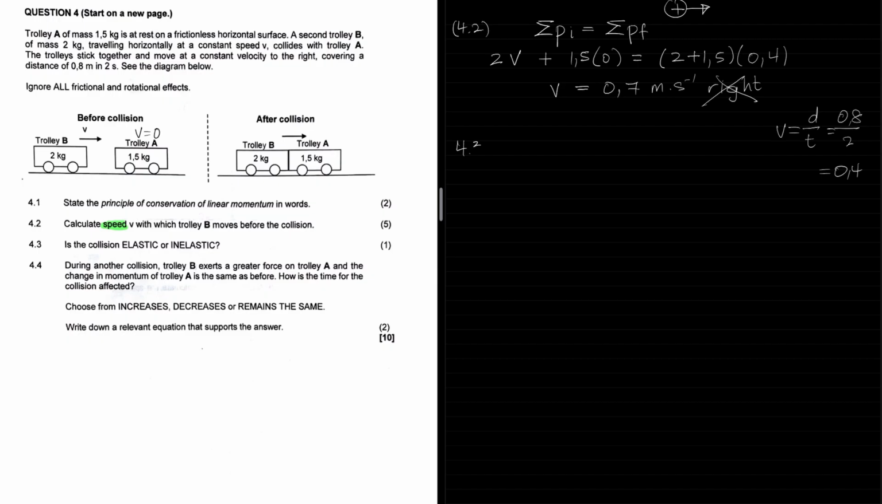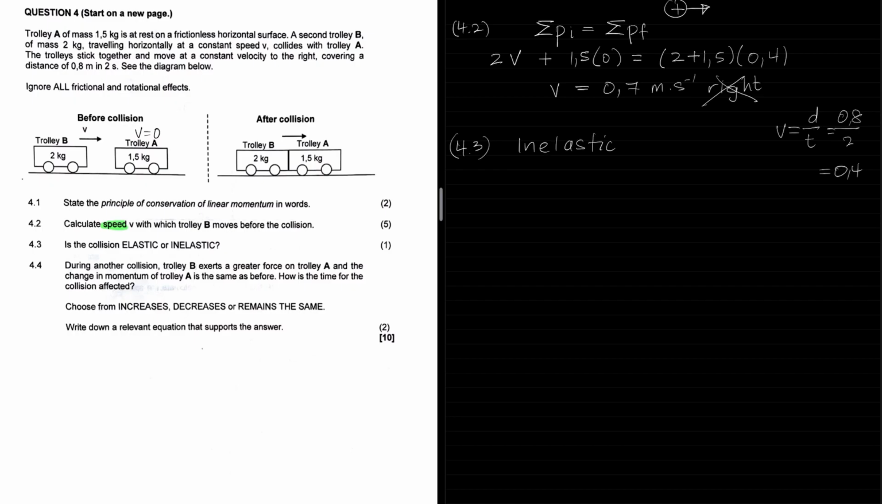Question 4.3. Is the collision elastic or inelastic? So remember, if a collision is elastic, it means that the kinetic energy is conserved. If it's inelastic, it means it's not conserved. Now, there's actually two ways you could do this. The first way is you could just remember that if there's a collision between two objects and one is stuck to the other afterward, then that's going to result in an inelastic collision. So 1 mark, so obviously no calculation necessary.